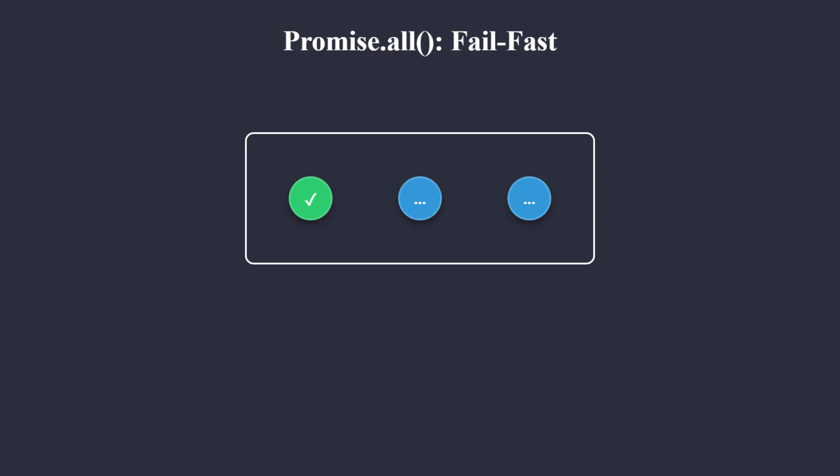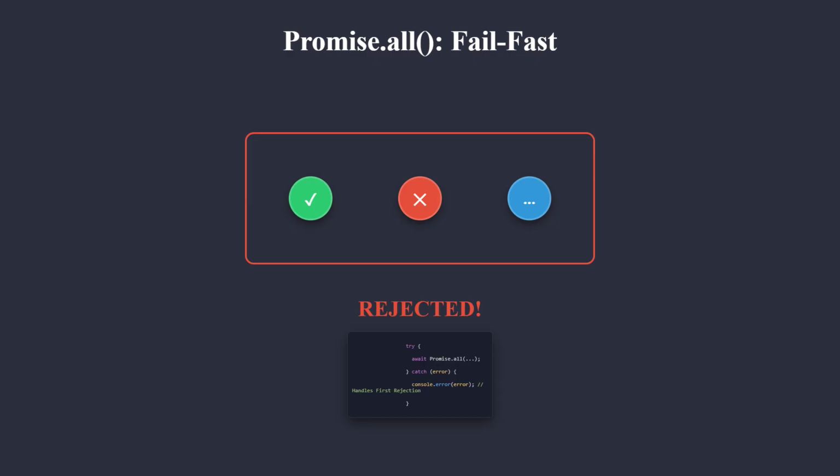Promise.all operates strictly on a fail-fast principle. If any single promise within the input iterable rejects, the entire operation stops immediately. The Promise.all promise rejects with the reason of that very first rejection. Results from all other promises are discarded, even if they resolve successfully later. You must implement robust error handling for this behavior.